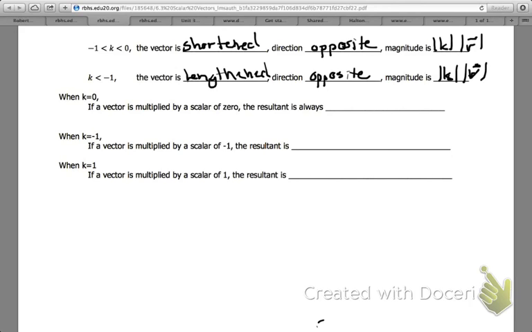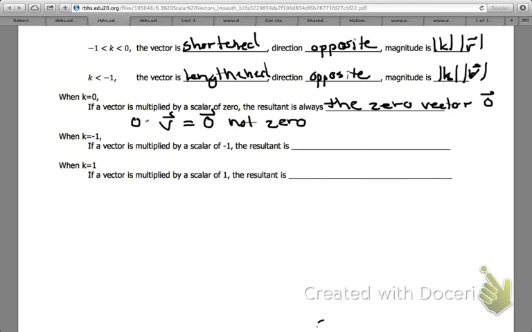So also when k is equal to 0, this happens if a vector is multiplied by a scalar of 0. The resultant is always the 0 vector. Recall here the 0 vector is denoted as such. So therefore, if 0 is multiplied by our vector v, we get the 0 vector, not 0. So please note that it has to be equal to the 0 vector.